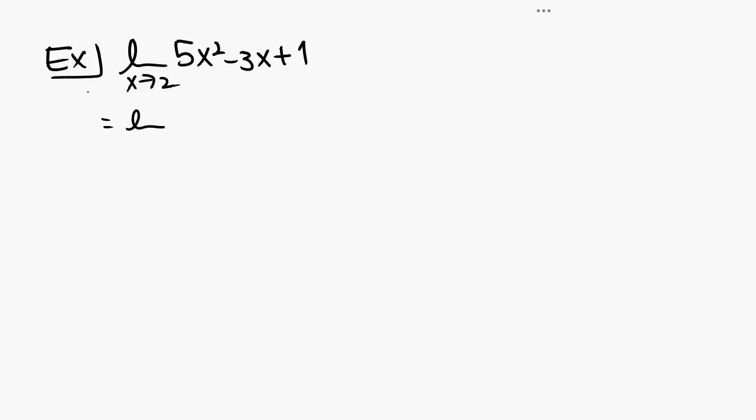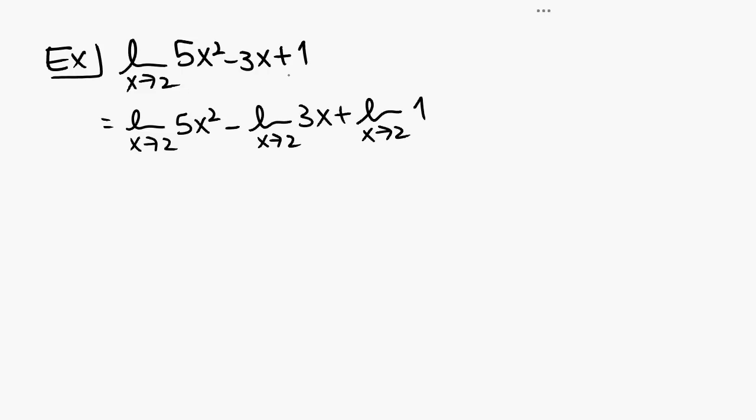So the first example that I'm going to use is the limit as x approaches 2 of 5x squared minus 3x plus 1. I'm just going to show it step by step so that you understand how this exactly works. I'm not going to skip any steps. First of all, I can separate these because it's just adding and subtracting a couple of functions. So I can write the limit as x approaches 2 of 5x squared minus the limit as x approaches 2 of 3x plus the limit as x approaches 2 of 1.